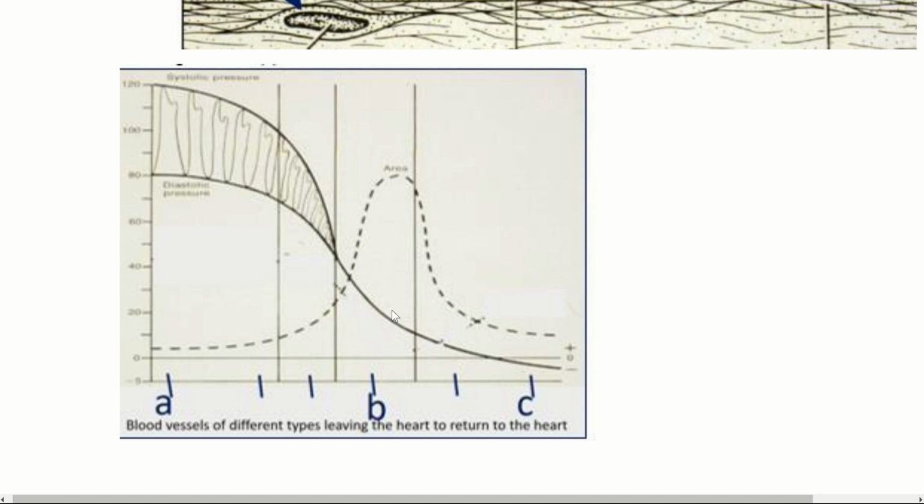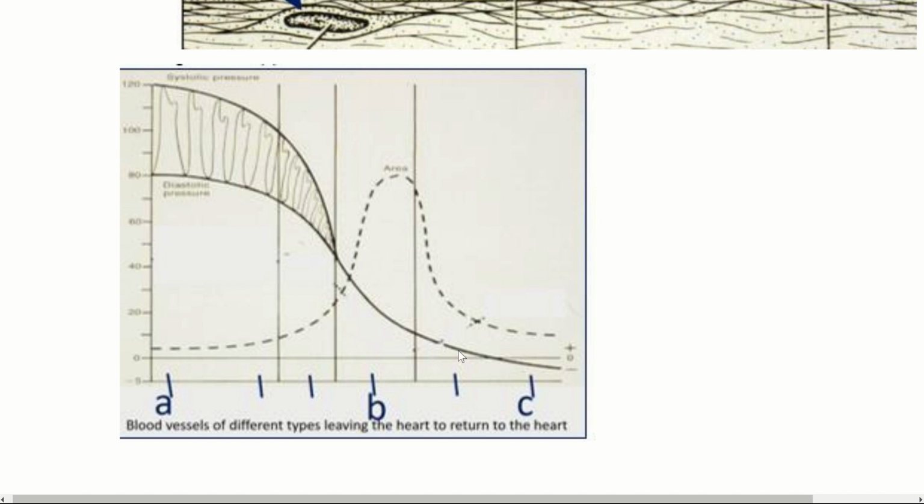B right here, this is where we have the largest surface area, and we have absolutely no pulse. That's going to be where you have your capillaries. And remember, we want the largest surface area because this is where we're actually exchanging oxygen, nutrients, stuff like that. So we want a large surface area to be able to exchange all of that. So that's why your capillaries are right here.